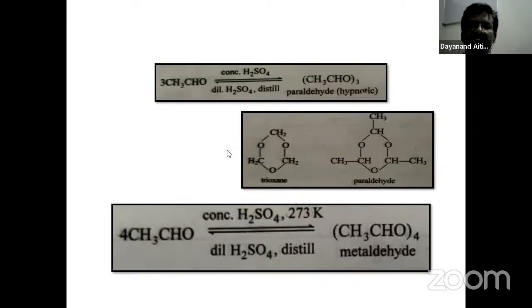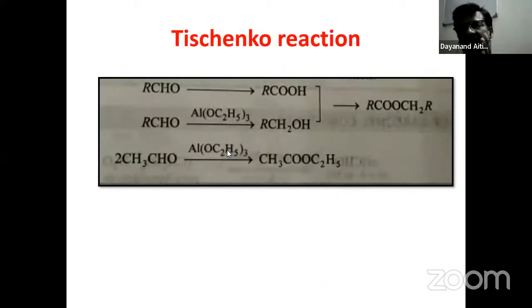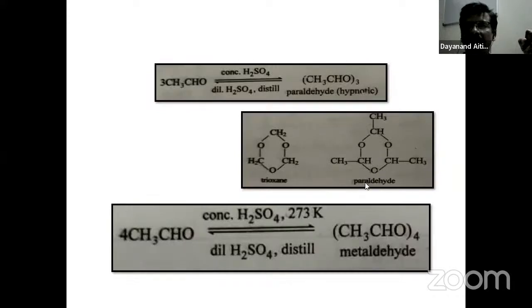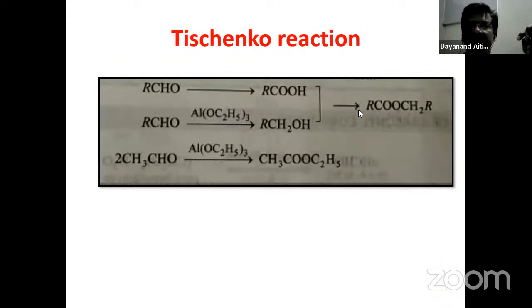Acetaldehyde gives metaldehyde. Just now we saw formaldehyde at room temperature gives metaformaldehyde. Many times these questions are asked directly in the examination: what is the product formed at which temperature? You must remember this. Especially, metaformaldehyde is formed at room temperature. Acetaldehyde gives metaldehyde at 0 degrees centigrade. Those two are very important, and the paraldehyde structure is also important. In the presence of concentrated sulfuric acid, it gives paraldehyde.